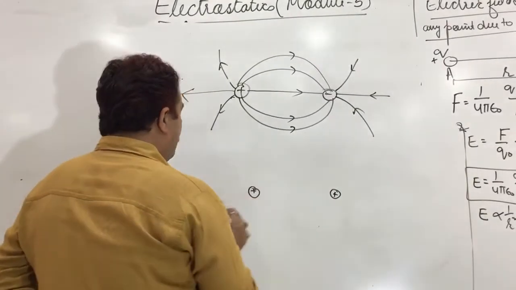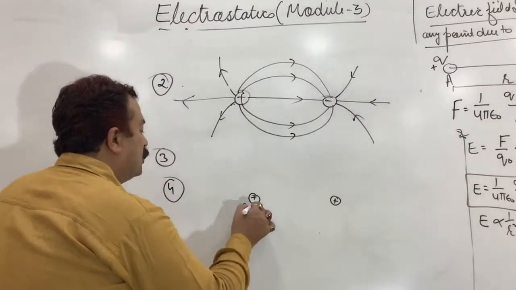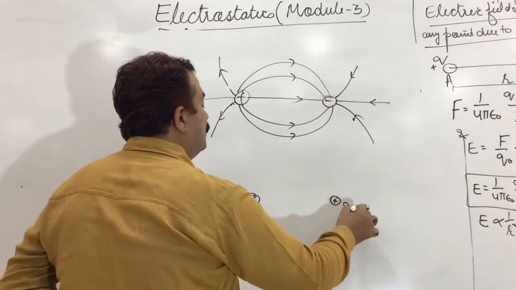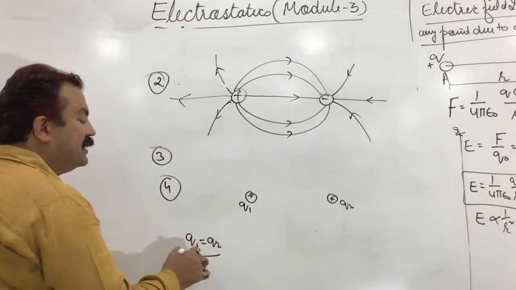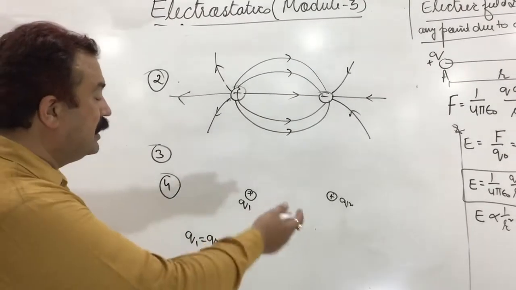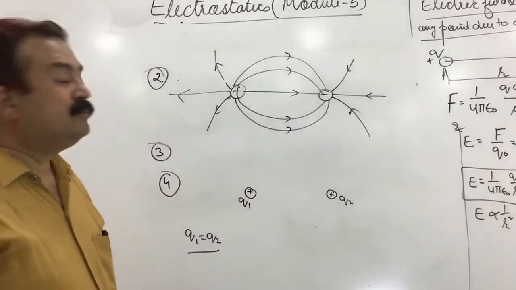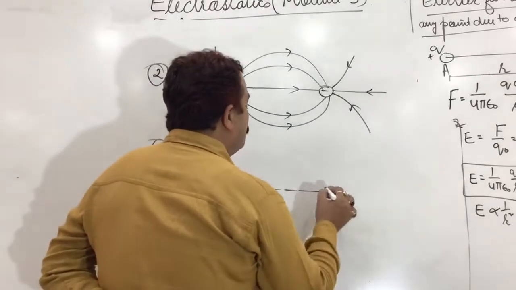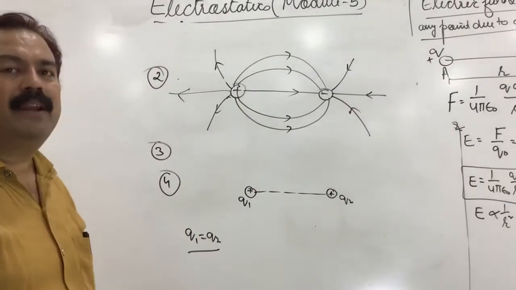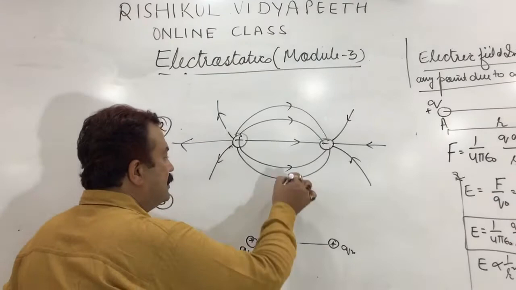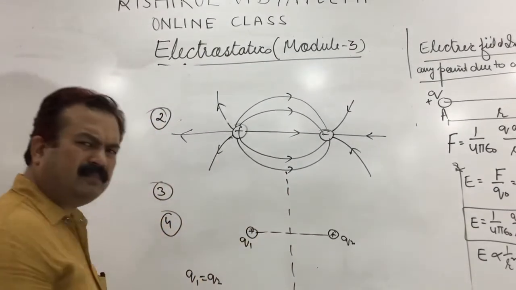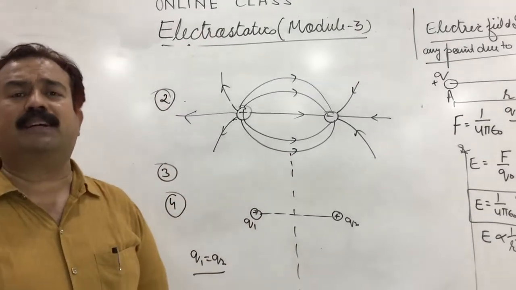Then, let's say we have Q1 and Q2, and in magnitude Q1 is equal to Q2. I am saying in magnitude because both are like charges. I am telling you a very small technique with which you can make it properly. Just draw it and divide it in half, exactly, because the magnitude of both the charges is the same.